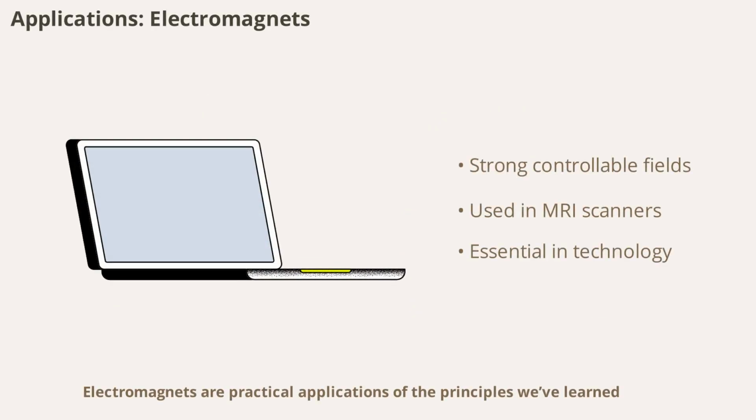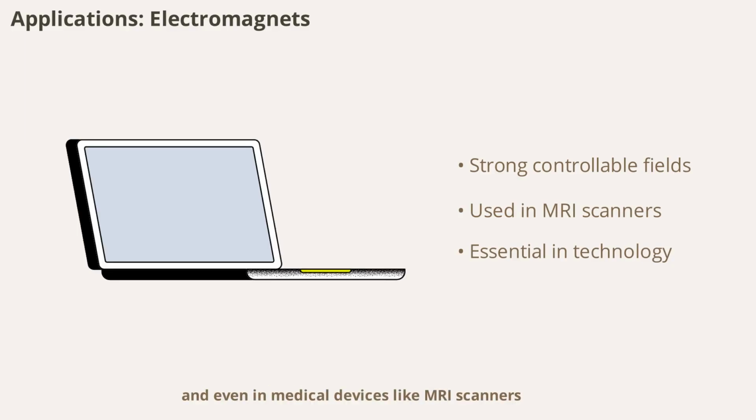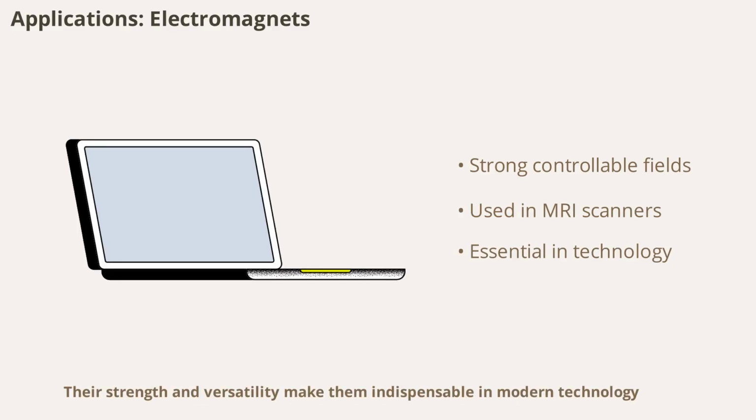Electromagnets are practical applications of the principles we've learned. By running current through coils of wire, we create strong, controllable magnetic fields. Electromagnets are used in electric bells, relays, cranes for lifting heavy metal objects, and even in medical devices like MRI scanners. Their strength and versatility make them indispensable in modern technology.